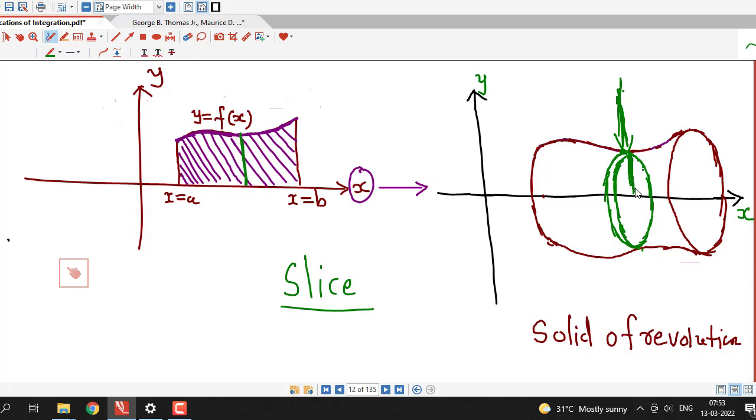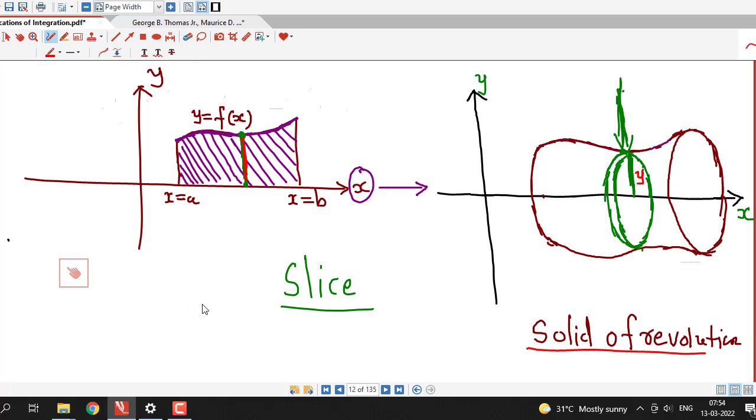The radius of this circular disc will be the distance between the graph of f(x) up to the axis of rotation. So this distance is going to be the radius for that circular disc, which is the cross section of a solid perpendicular to the x-axis. So this radius is going to be equal to y. So this is the radius of the circular disc, which is the cross section of a solid perpendicular to the axis of rotation.